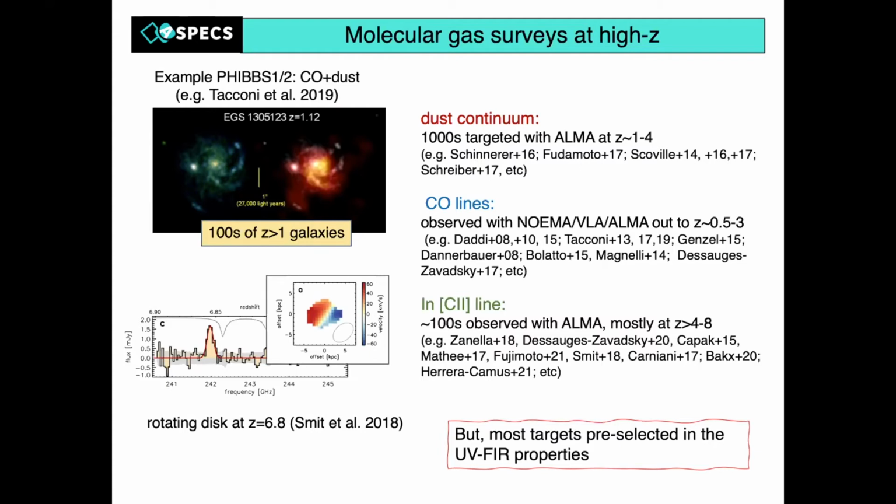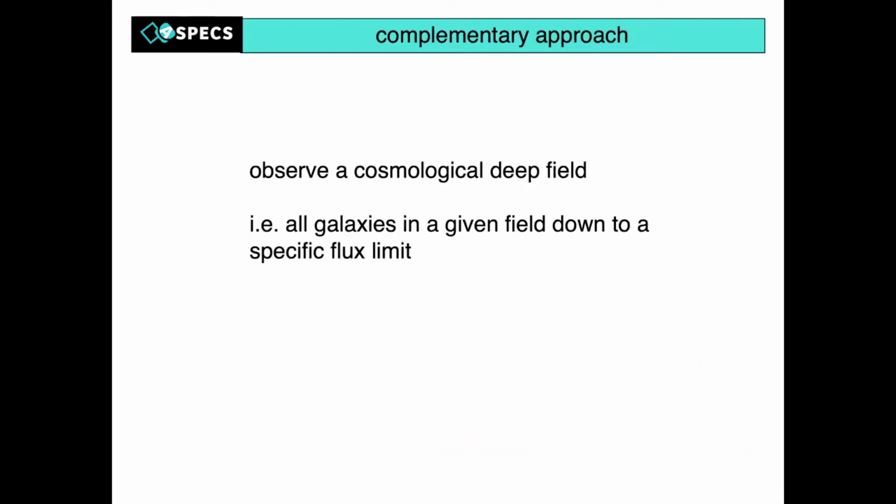So one problem here has been that most of these surveys done at high redshift have been targeted observations of pre-selected galaxies, which have been pre-selected using their UV and far infrared properties. So despite the super success of all these surveys that are listed here, the main limitation has been their pre-selection. So one of the complementary approaches is to observe cosmological deep fields where we have a wealth of ancillary data, including redshifts, and look for dust and molecular gas emission directly.